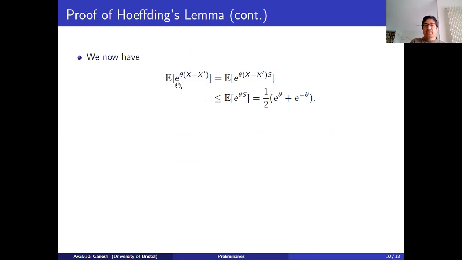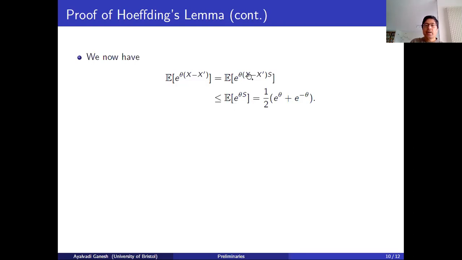So we are interested in the expectation of e to the theta (x minus x prime). We can replace it by another random variable with the same distribution. So we get that these two expectations are the same. And this is the key step. X minus x prime is bounded between -1 and 1. And so this expectation here is bounded above by the expectation of e to the theta s. This is not completely obvious. I'll refer you to the notes for the proof, but hopefully it's somewhat intuitive at least.